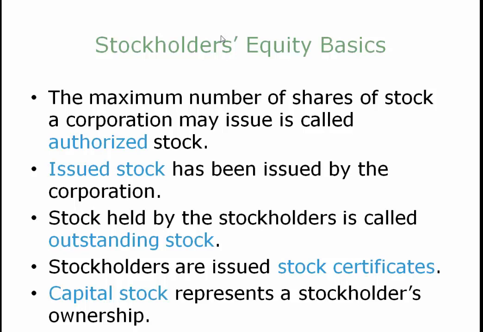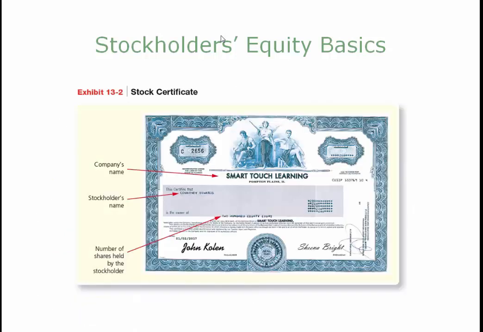The difference between the two of those is something called treasury stock, and we'll talk about that in a little bit. And stockholders get stock certificates, and they're basically pieces of paper printed on fancy paper still. And you have capital stock, which represents the ownership of the company and what portion they own in a company. So here's what a stock share looks like, or a stock certificate. This one's for Smart Touch Learning.